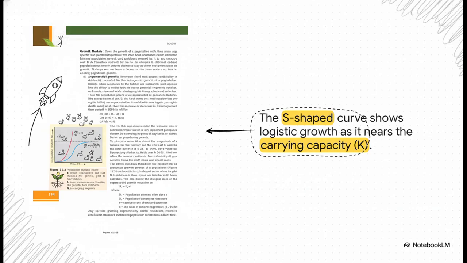And you can see the different phases, right? It starts off slow, then it accelerates just like the J-curve for a while, but then, and this is the key part, it starts to slow down, to decelerate, and it flattens out as the population N gets closer and closer to that ceiling K.